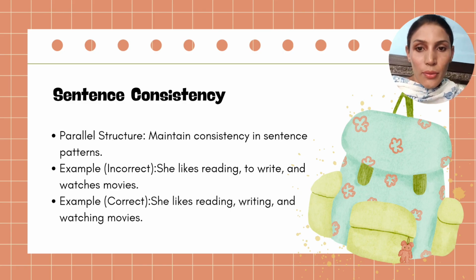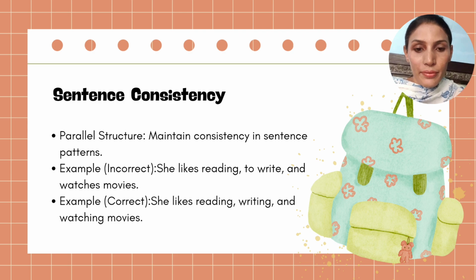Sentence consistency, or parallel structure, means maintaining consistency in sentence patterns. For example, incorrect: "she likes reading to write and watches movies." The correct form of this sentence is "she likes reading, writing, and watching movies." Right? In the previous sentence, "she likes reading to write and watches movies," there is no consistency at all.